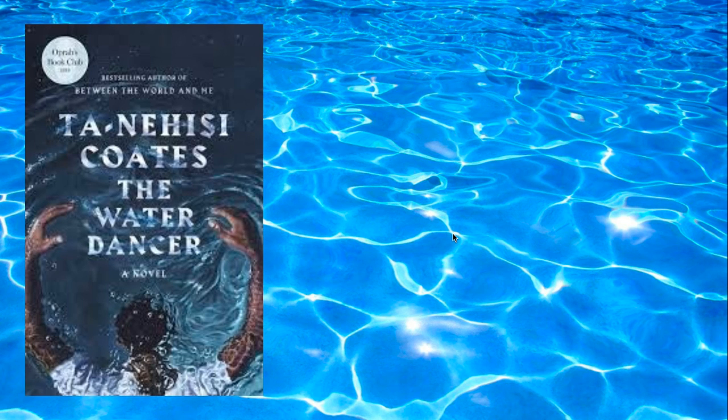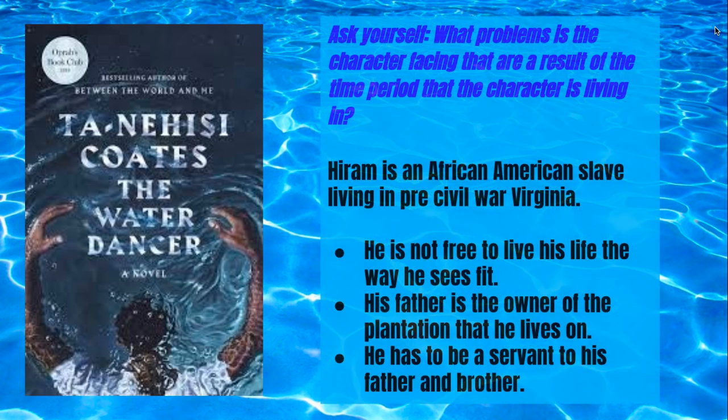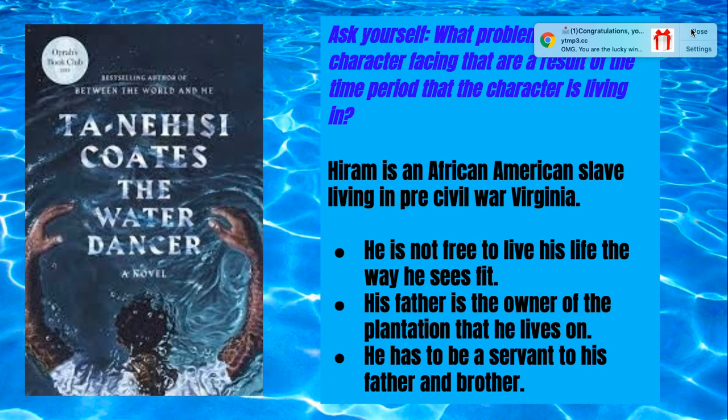My book that I am reading is a historical fiction novel called The Water Dancer. And in my novel, I'm asking myself the question, what problems is the character facing that are a result of the time period that the character is living in? So in my novel, the character is a boy named Hiram. He is an African American slave who's living in pre-Civil War Virginia. And a lot of his problems obviously are stemming from the fact that he is not free to live his life the way he sees fit, because in that society he is looked at as another human being's property.